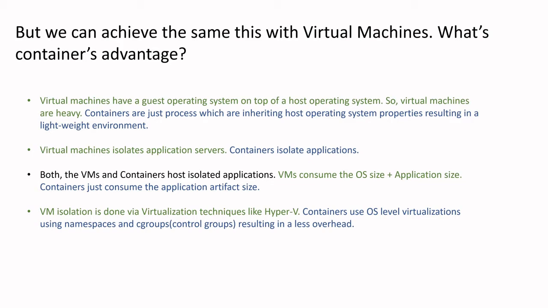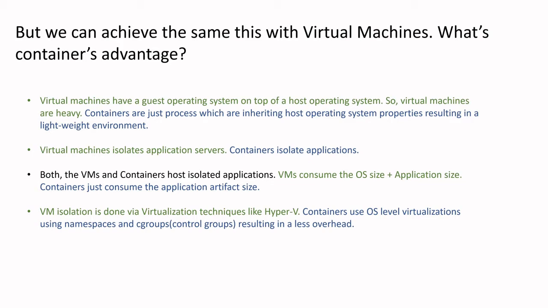Now, virtual machines basically isolate these application servers, because let's say you have virtual machines, and on top of each virtual machine you are hosting your applications. So basically they are isolating your application servers. And when we talk about containers, think of each container as a separate application. So basically they are isolating your applications, not application servers. So both VMs and containers host isolated applications.